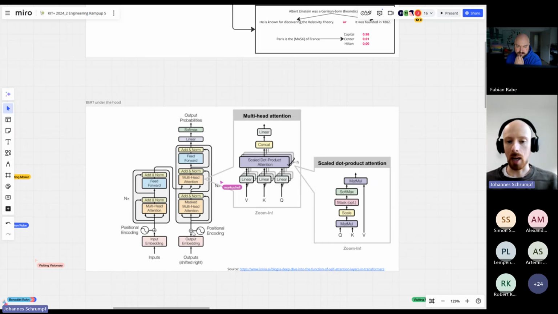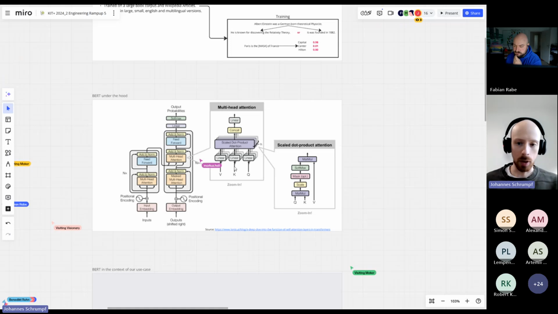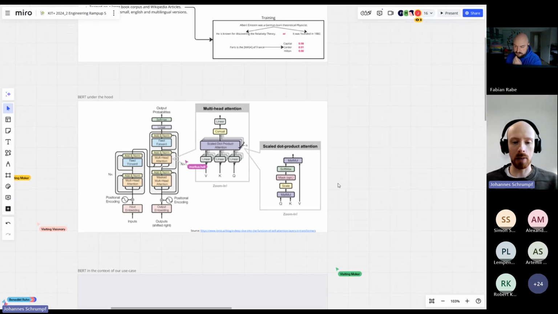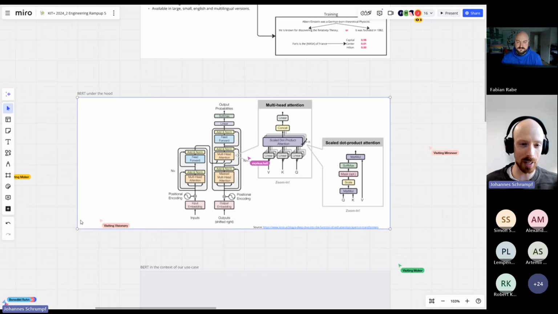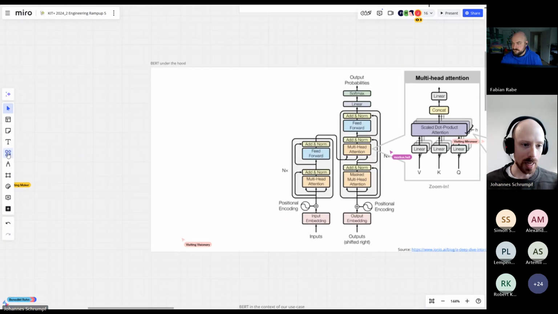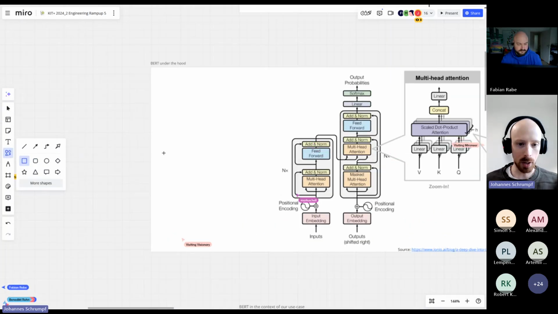So how does a BERT network then work? Maybe we can start from the very zoomed out level, and then we can zoom in more and more. Actually, this slide starts at a very zoomed in stage already. So let's extend this.